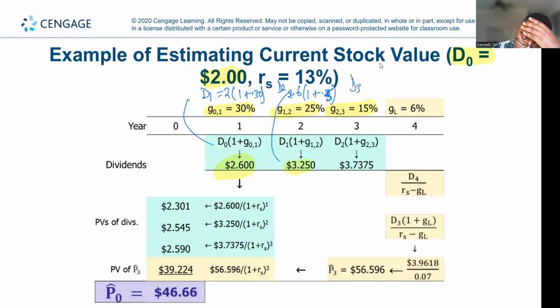So now we calculate dividend year 3, which is going to be equivalent to dividend year 2, which is 3.25, times 1 plus the growth rate, which is now 15%, 0.15. And that is going to give us 3.7375.